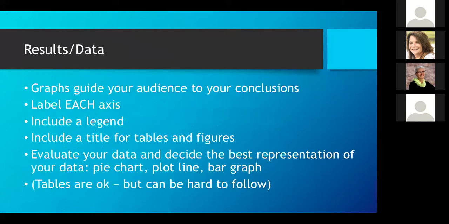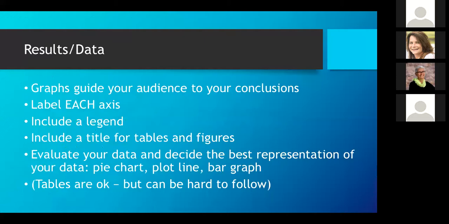I said earlier, one of the challenging things for students is how to present their data. And so, as you know, graphs guide your audience into your conclusions. Students forget to label each axis in their graphs. Sometimes they forget to include a legend. Sometimes they forget to put a title on a table or a figure. Those seem like small points, but it really makes a difference in presenting the reviewer with the information that they're looking for, and that is your results.